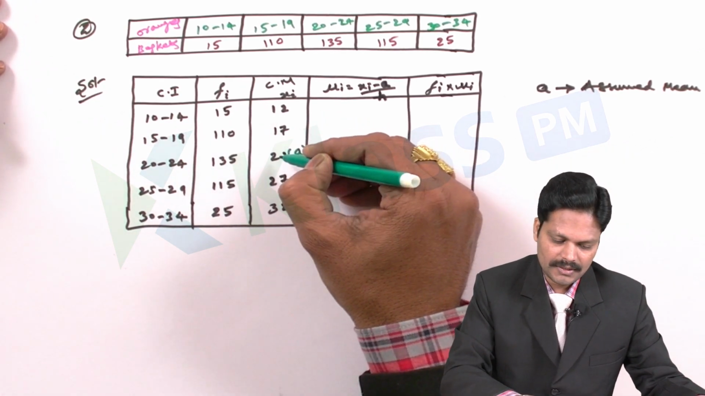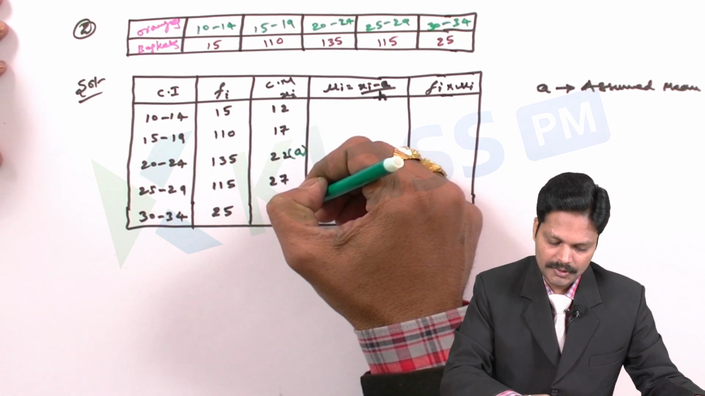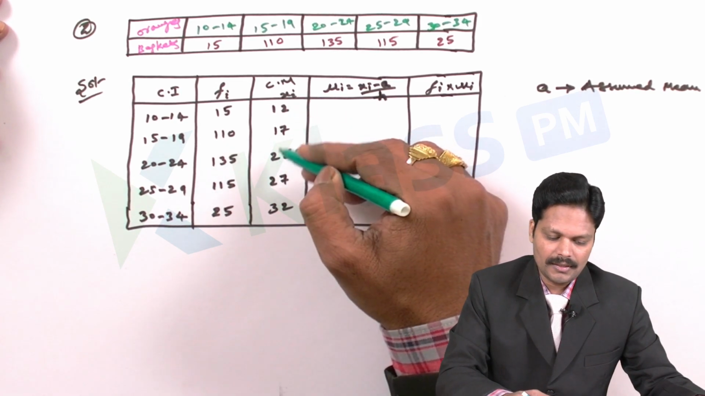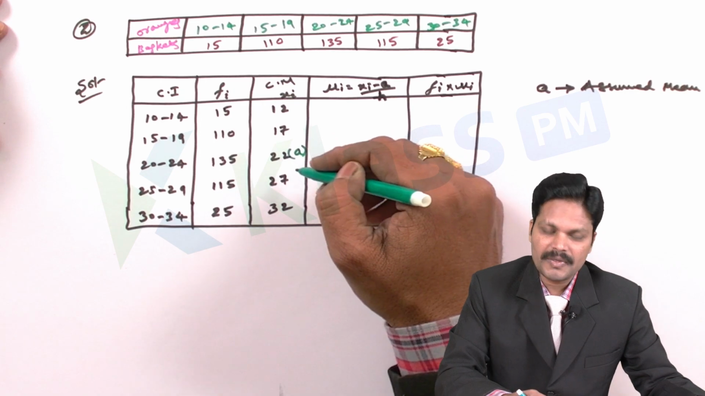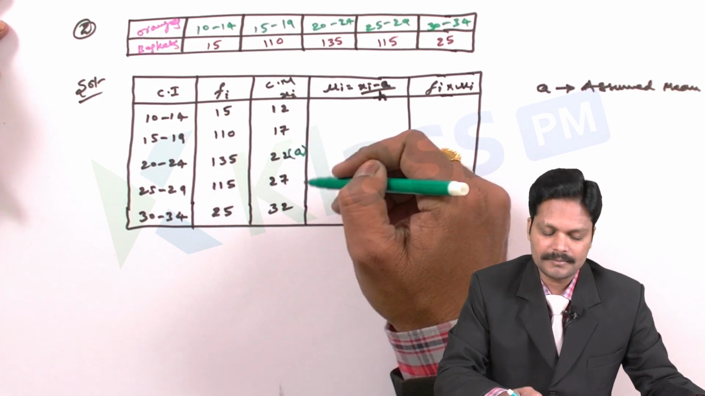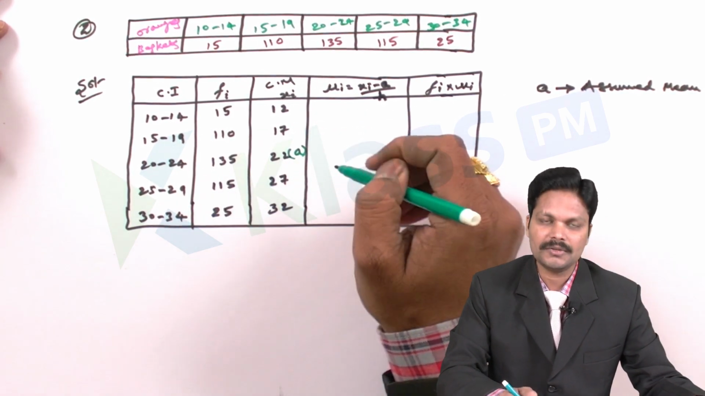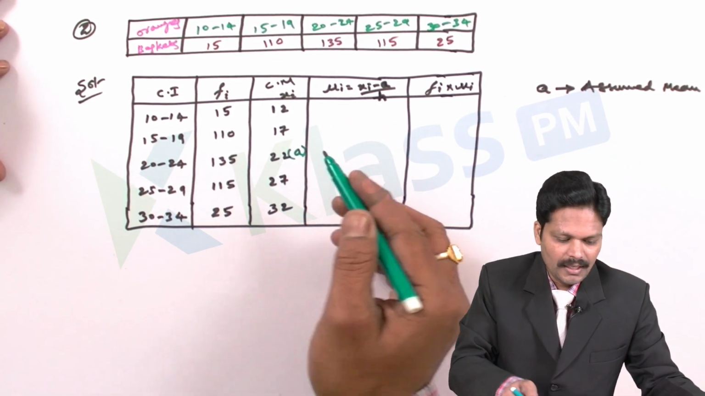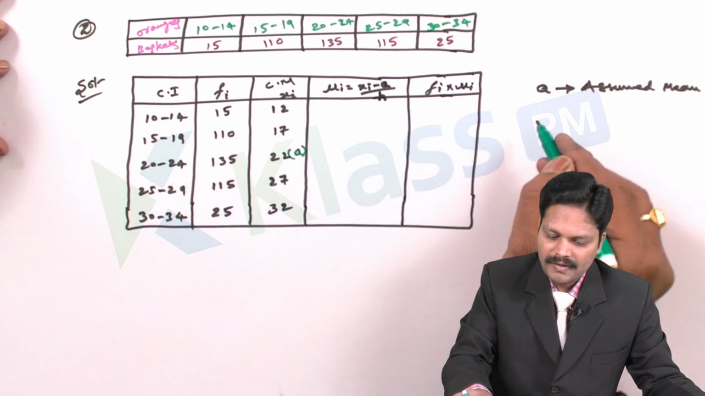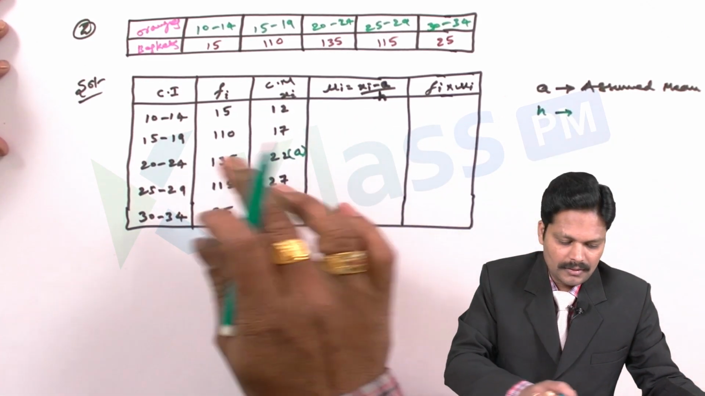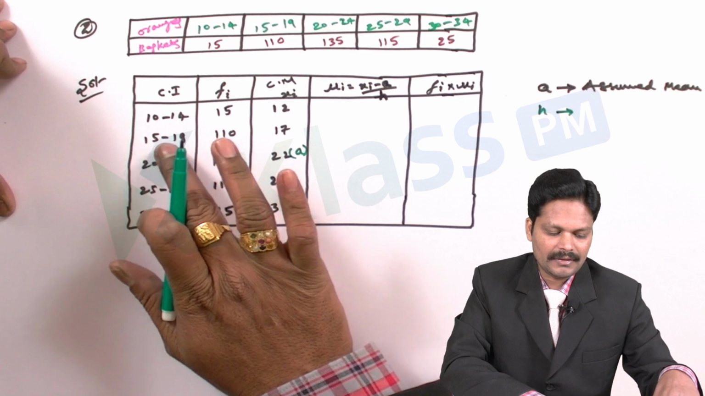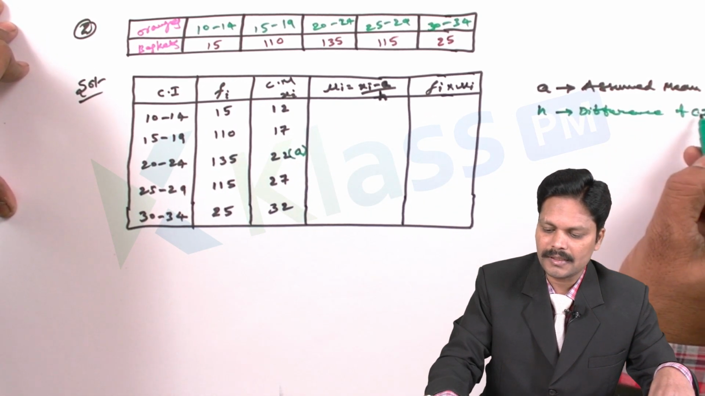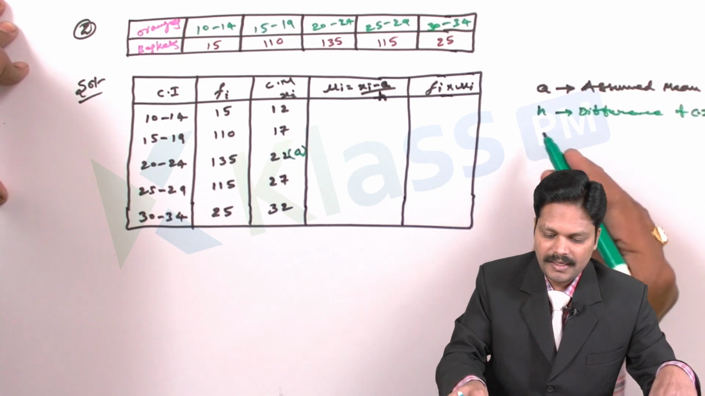So 12, 17, 22, 27, 32. In all such cases we are having 1, 2, 3, 4, 5, so basically we have an odd number of values. From the odd numbers we need to take the middle-most value as the assumed mean. We are using that condition, and here h means the length of the class interval, the difference of the class interval. In this manner we are taking it.